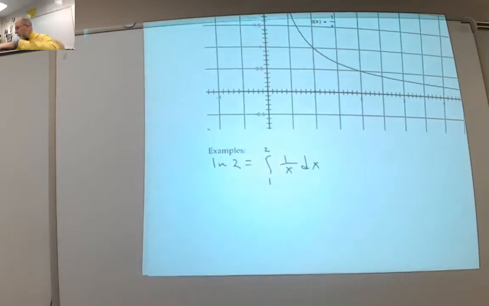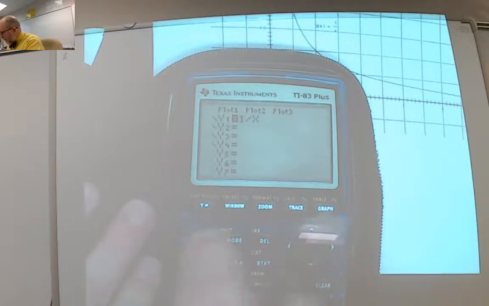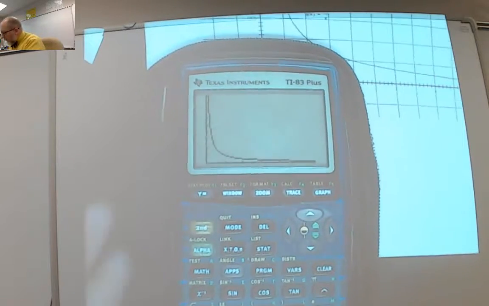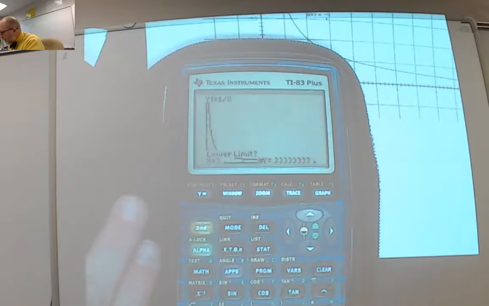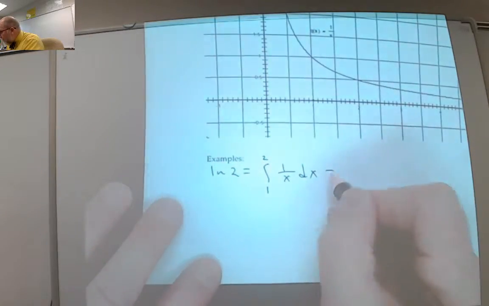So I'm going to do that on my calculator. I've got 1 over x right there. Let me just graph that then. And there's the graph of it. And so I'm going to integrate. I'm going to start at 1 and go to 2. As you see, it's going to shade that for a little bit, and I get 0.693 approximately. If you do just straight ln of 2, do you get 0.693?